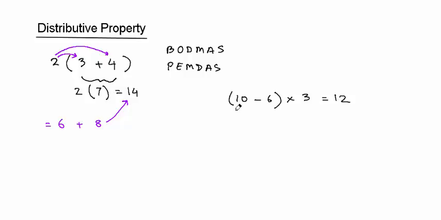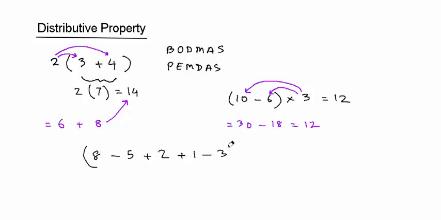And if you want to use the distributive property, you would multiply 3 with 10, you would multiply 3 with 6, and subtract the 2 answers because there's a minus sign in between. 3 times 10 is 30, 3 times 6 is 18, 30 minus 18 is equal to 12, which is what we have over here. And then, like I said, you could apply this to more numbers inside the parentheses. So you could have had 8 minus 5 plus 2 plus 1 minus 3, all of that multiplied with a 6.